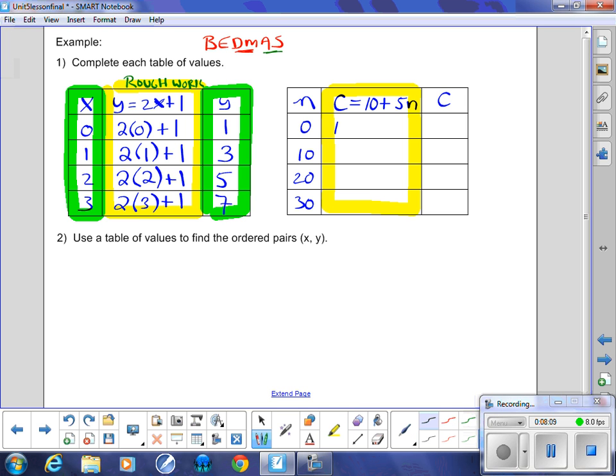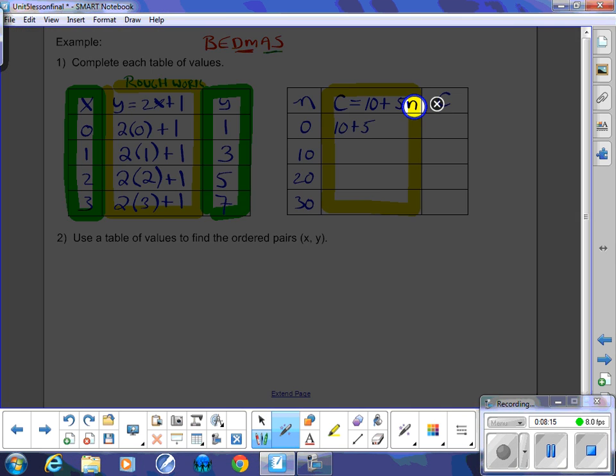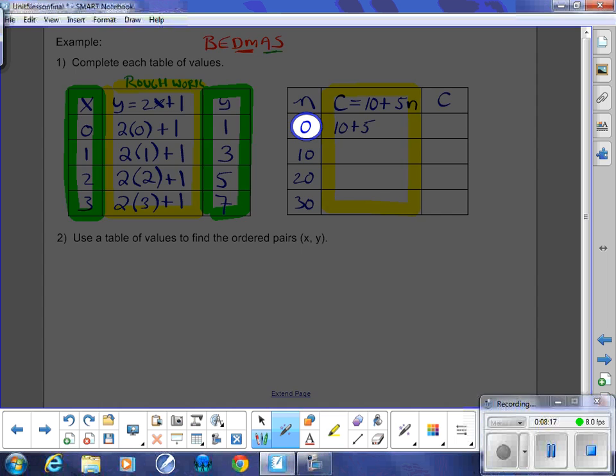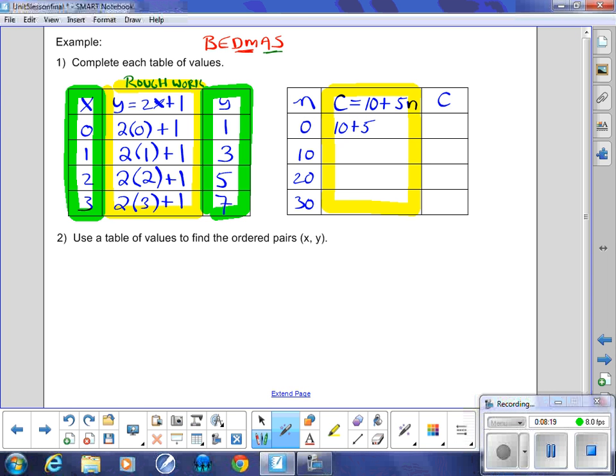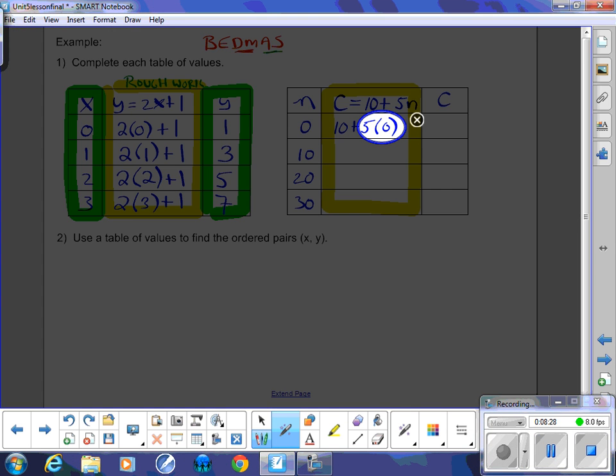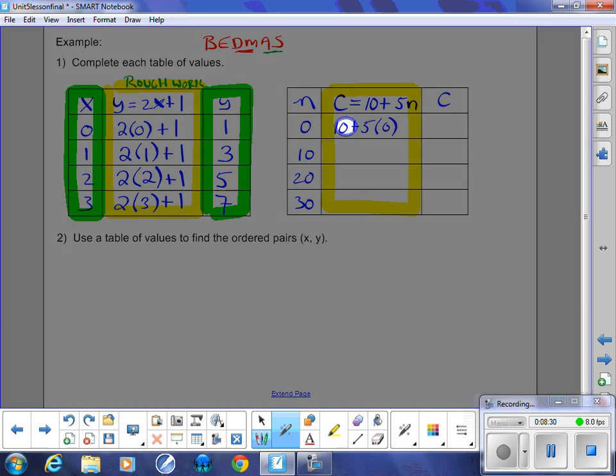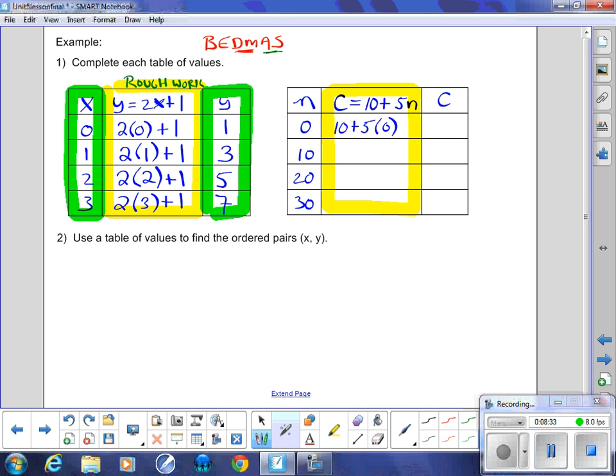So the first one, 10 plus my n value. Again, remember, here's my n. I'm going to replace it with what the n value is said to be. In this case, it's a 0. So you pull out your calculator, do your multiplication first. 5 times 0 is 0, plus 10 is 10.